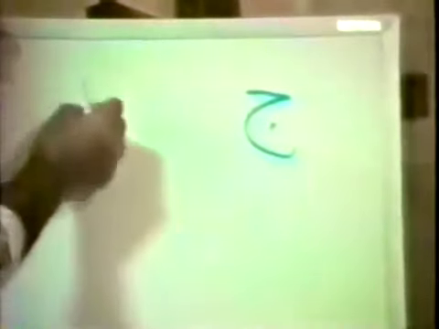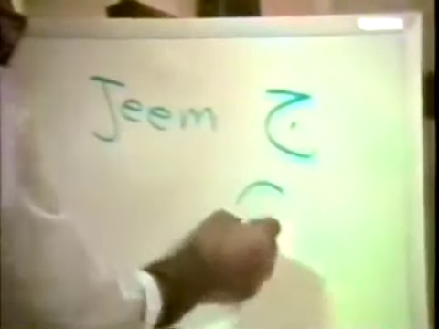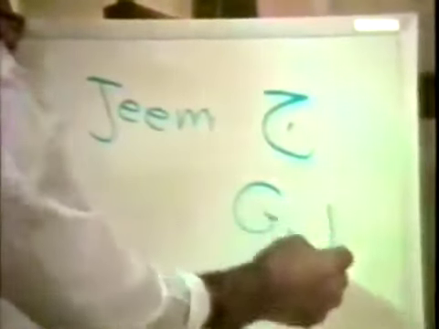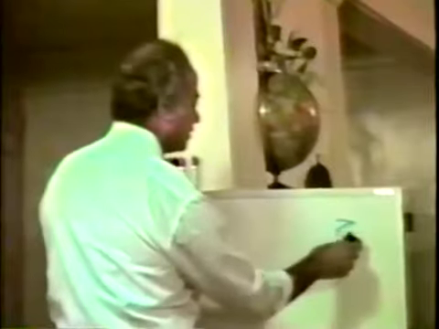The next letter is Jim. Jim. And it looks like this. Has a dot right here. The name of the letter is Jim. It is equivalent to G or J. G as in go or J as in John. It can be used either way.